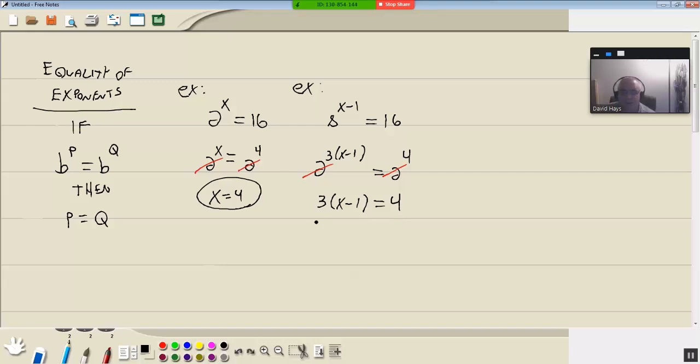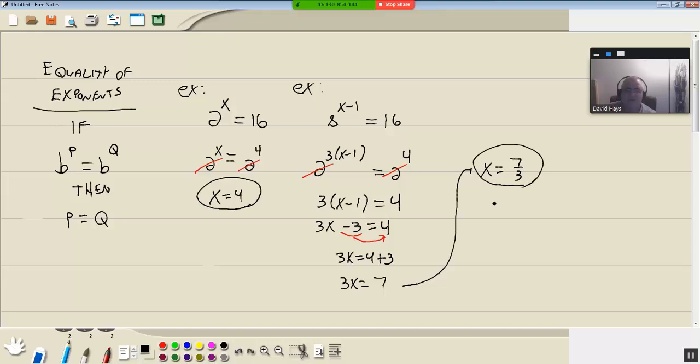And solve this. 3 times x is 3x. 3 times negative 1 is negative 3, is equal to 4. Get everything with an x on one side, numbers on the other side. So I take that 3 over. Becomes a positive 3. Which gives us 7. And then you divide both sides by 3. And you get x is equal to 7/3. And that's our answer.